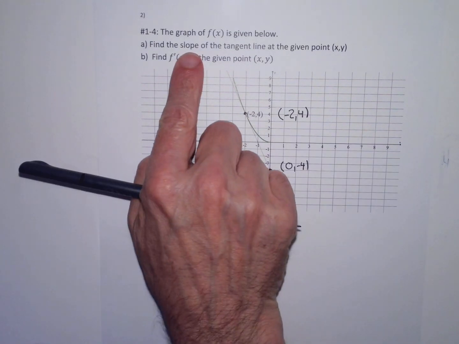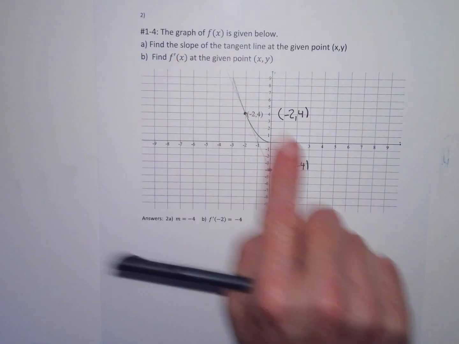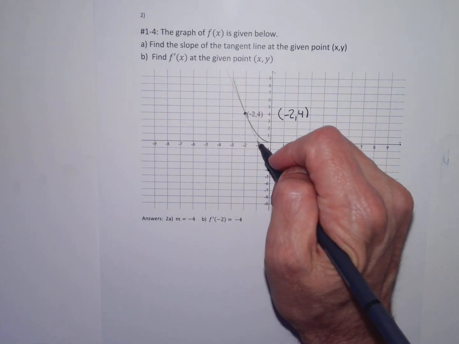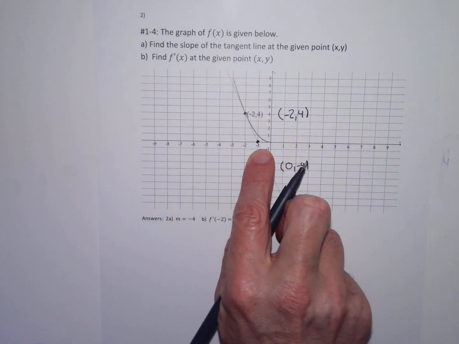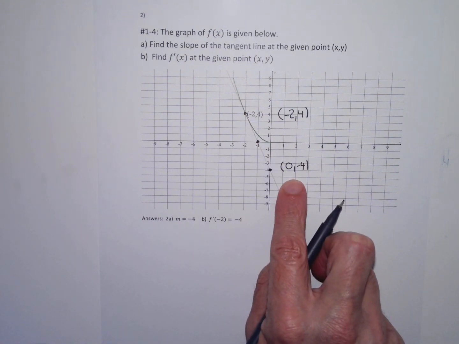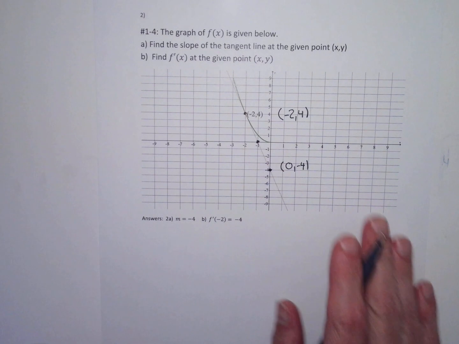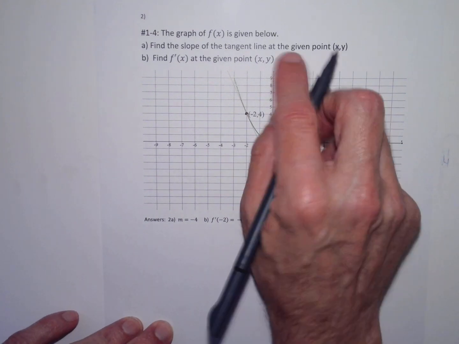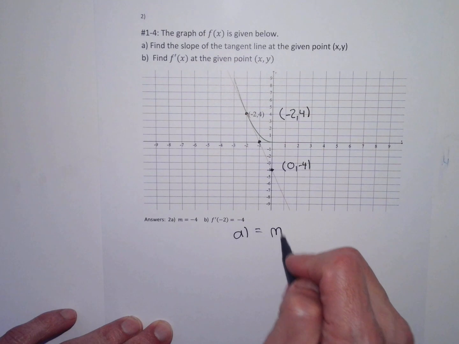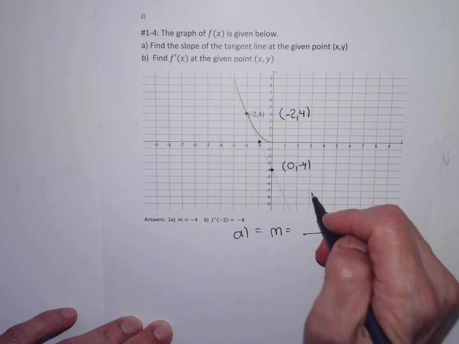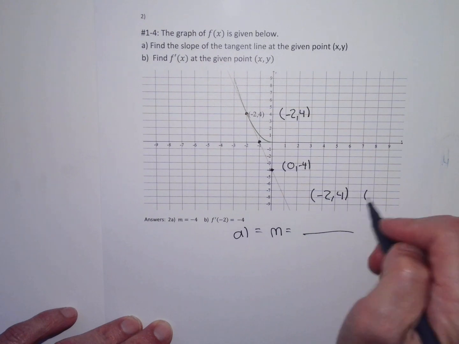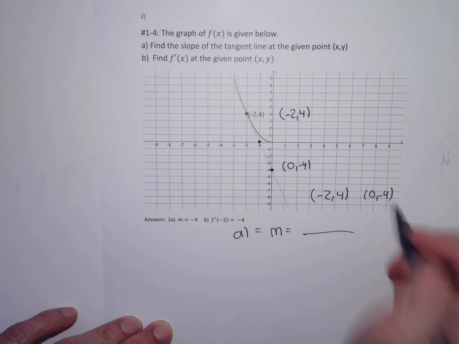Part A wants me to find the slope of the tangent line, so I took the given point and then I searched. I can find any other point on this graph. I could have found the point -1, 0. I just chose the point 0, -4. I find 2 points, and I'm going to find the slope of the line between those 2 points. So for part A, the slope of this tangent line, I'm going to take the point -2, 4 and call it my first point. I'm going to do 0, -4 and call it my second point.